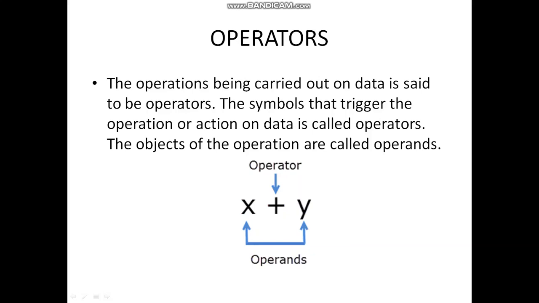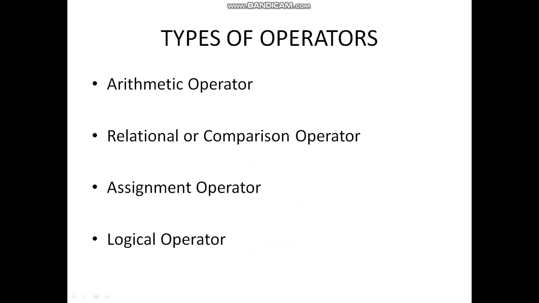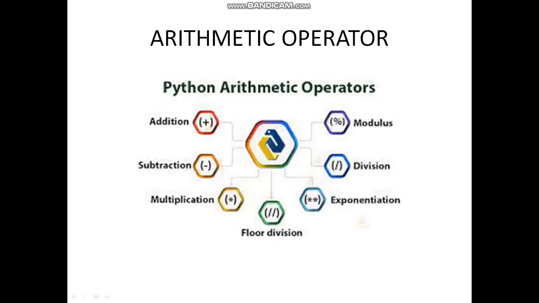In Python there are several operators. They are classified into types: the arithmetic operator, relational or comparison operator, the assignment operator, and the logical operator. These are the 4 types of operators that are available. Now let's discuss each one of them in detail. First of all, we are going to discuss the arithmetic operators.